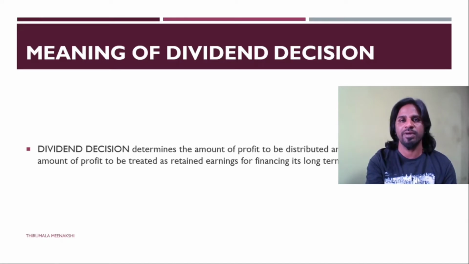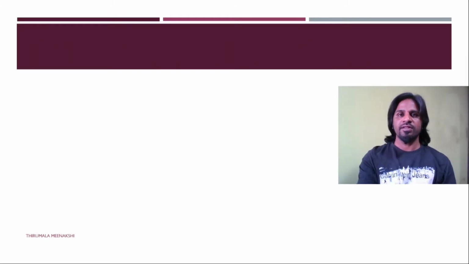How much has to be the decision? The company has earned profit, and in that profit, how much should go to the equity shareholders and how much should go to the retained earnings of the company. This amount has to be decided, and deciding this amount is called dividend decision, which is a major decision from the company's growth perspective. This dividend decision is purely based on the company's dividend policy.